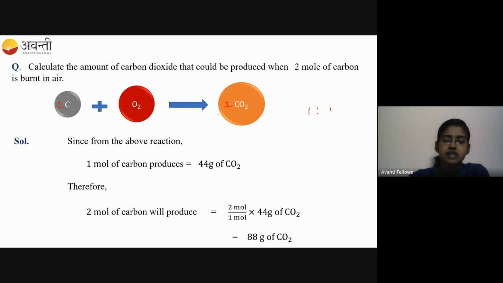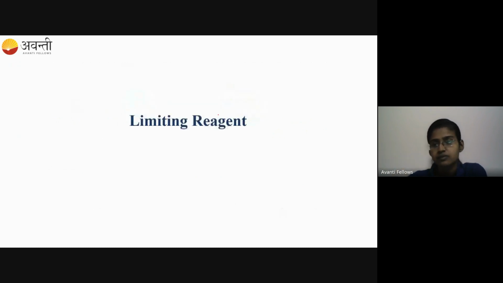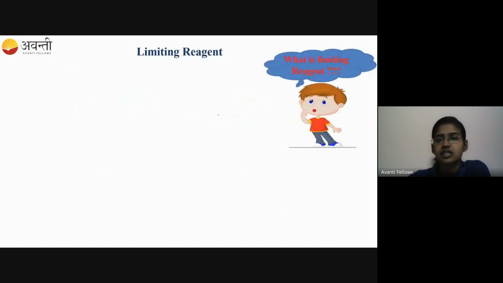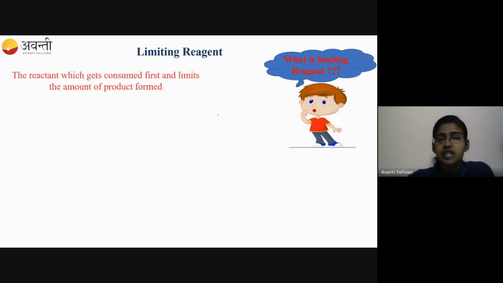Now the next topic is limiting reagent. Next we are going to see what is limiting reagent. The reactant which gets consumed first and limits or stops the amount of product formed is called the limiting reagent. Or I can tell it in simpler words: the reactant which is present in a much lesser amount is called the limiting reagent.